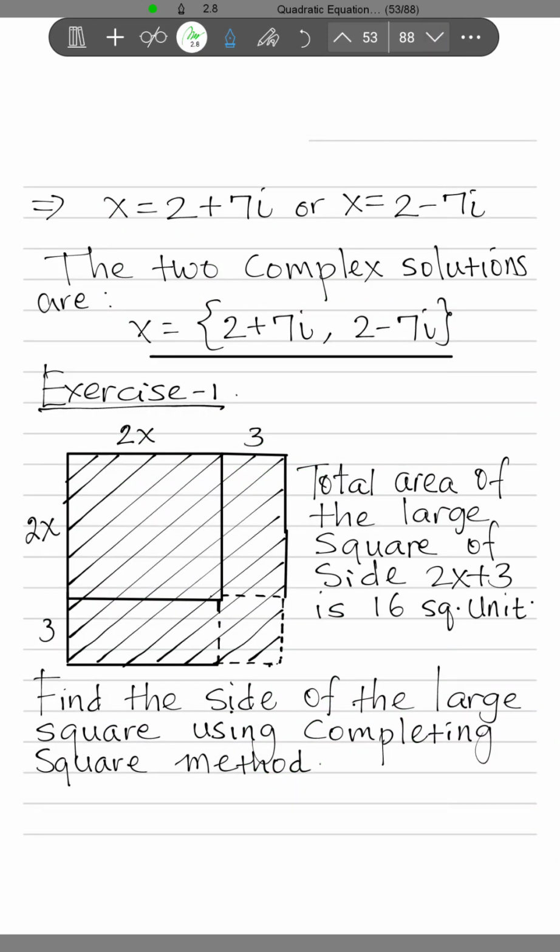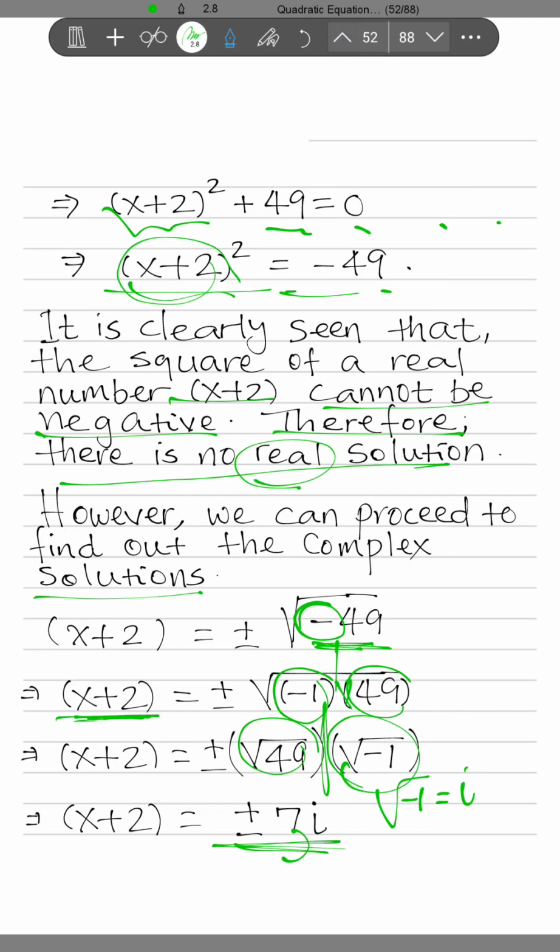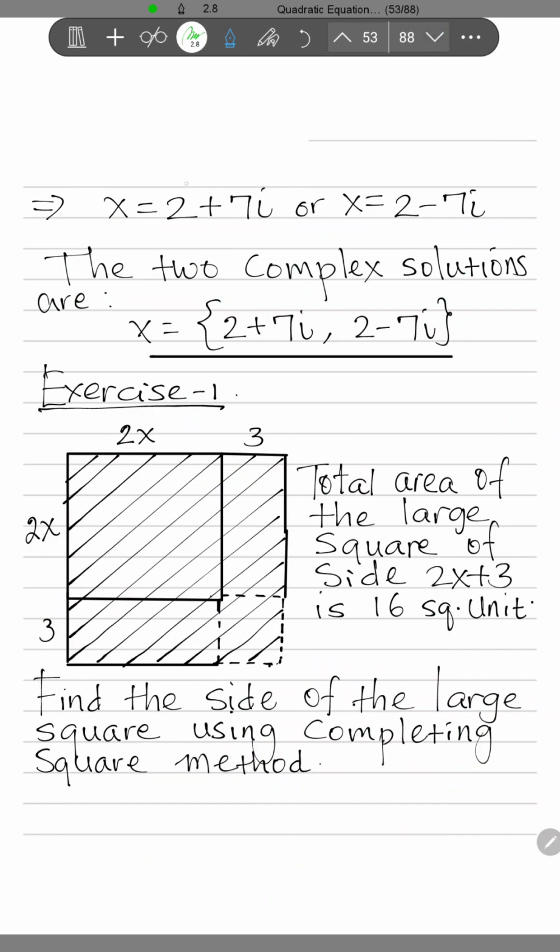But it is a complex one. But what is that? x plus 2 is plus or minus 7i. Are we solving for x plus 2 or are we solving for x? We're solving for x. So x plus 2 is plus or minus 7 iota. Then x is equal to minus 2 plus 7 iota or minus 2 minus 7 iota. That's it. The two complex solutions are these ones.